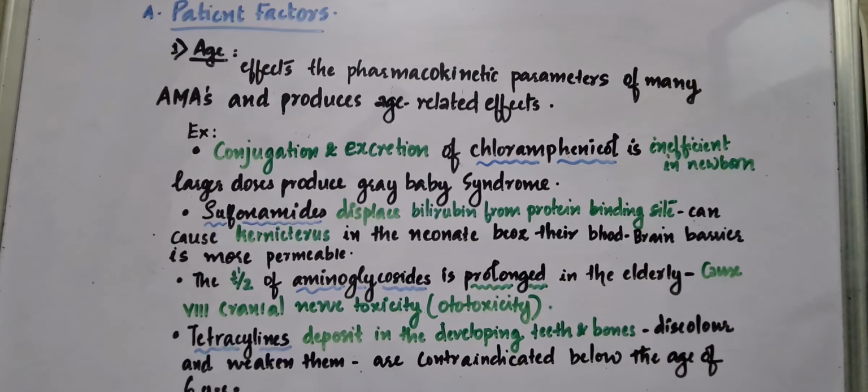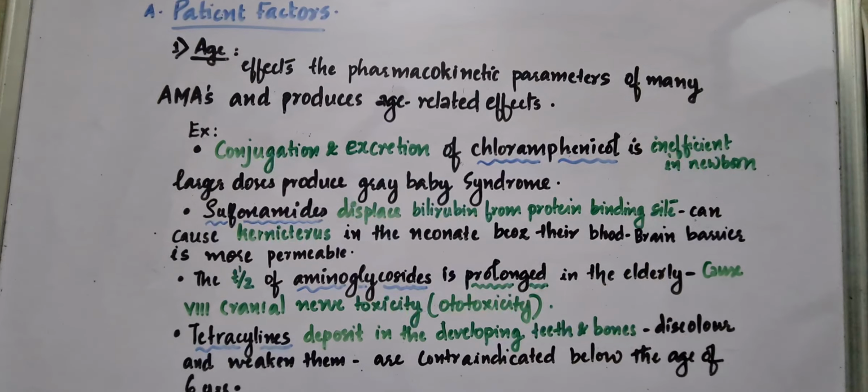First, let us see about the patient factors. The first one in patient factors is age. Age is considered as a factor because it affects the pharmacokinetic parameters of many antimicrobial agents and produces age-related effects. Let's see some examples. First one is the conjugation and excretion of chloramphenicol is inefficient in newborn. Therefore, large doses produce gray baby syndrome.